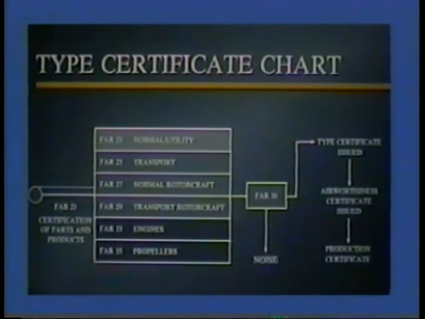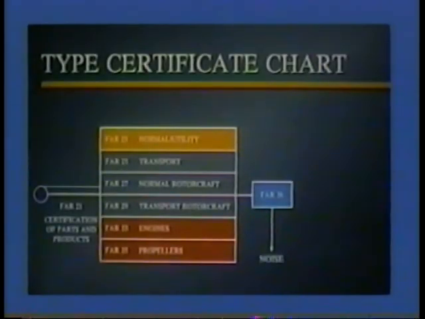To obtain any one of the three type certificates issued under Part 21, the manufacturer must provide all pertinent data to support the type design application. Depending on the aircraft, engine, or propeller being built, the manufacturer must ensure that requirements of other FARs are met.